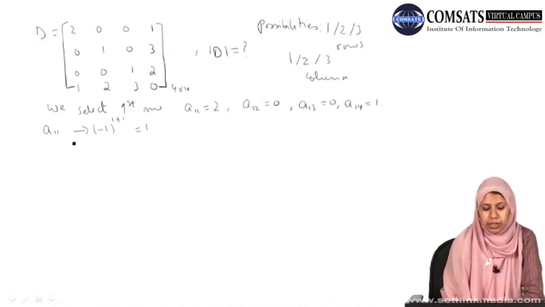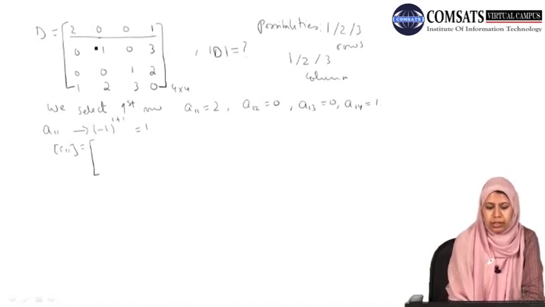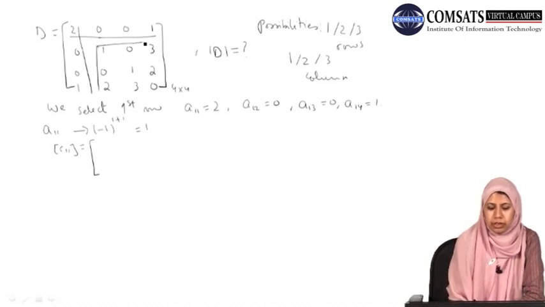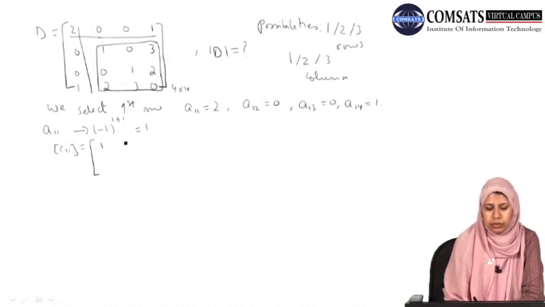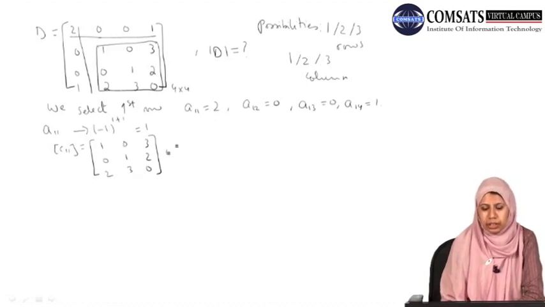The submatrix associated with this entry, a matrix of order 3 by 3, that is, we have to neglect the first row and the first column, and we are left with a matrix of order 3 by 3, which is 1 0 3, 0 1 2, 2 3 0, and we have to find the determinant of this matrix.